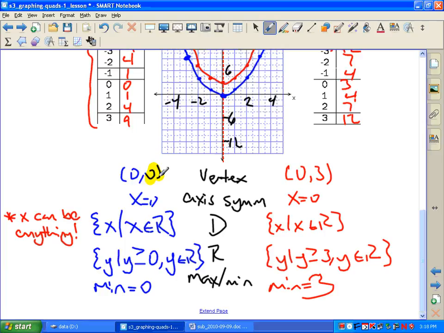And there we go. There's a comparison of the vertex, axis of symmetry, domain, range, and the max-min value for the parabolas x squared and x squared plus 3. Okay? So I'll give you another few seconds to get that down, and then we'll move on to the next example.